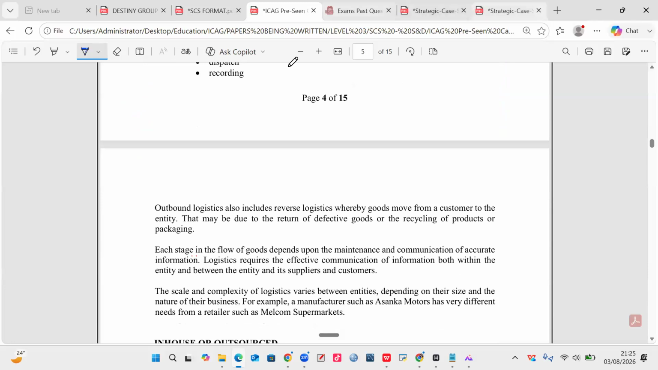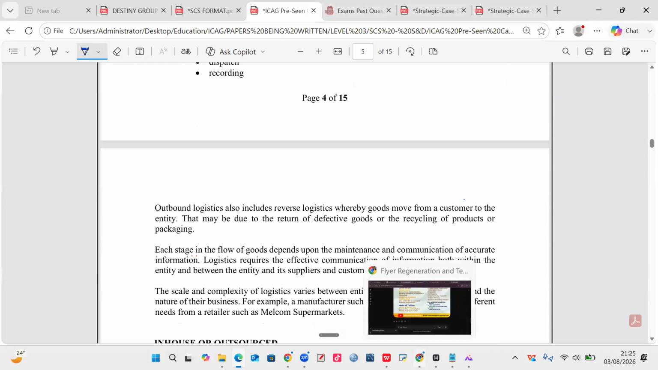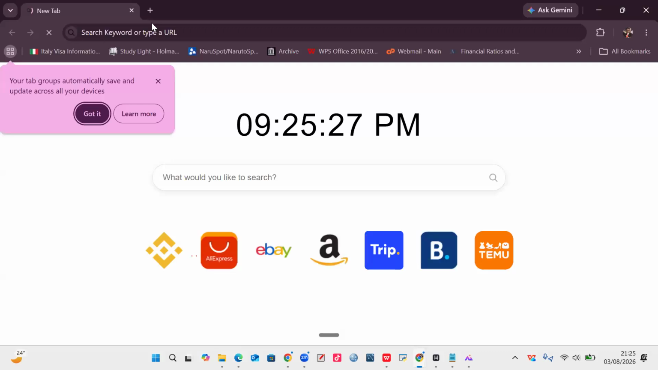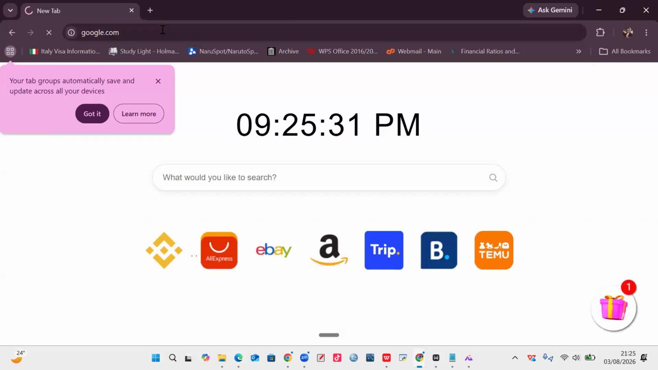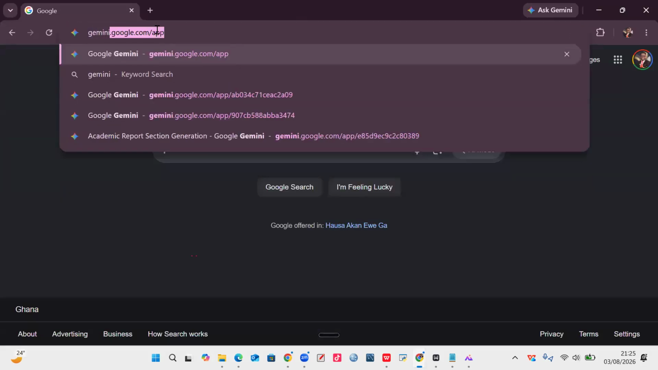And one of the things which helped me, let me share it with you. Let me use Gemini. Please watch. This is for when the pre-seen is released. I wanted to share this when the pre-seen is released, but I don't know, maybe I may not have the time, or I may have the time. I like using Gemini a lot. So please watch what I'm going to do.